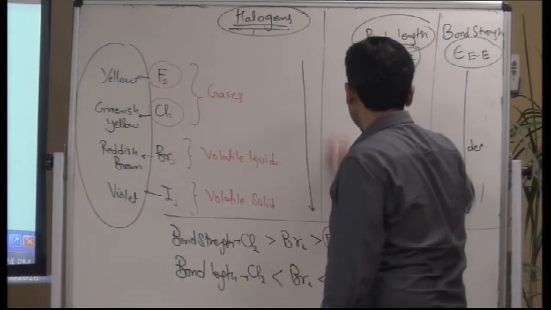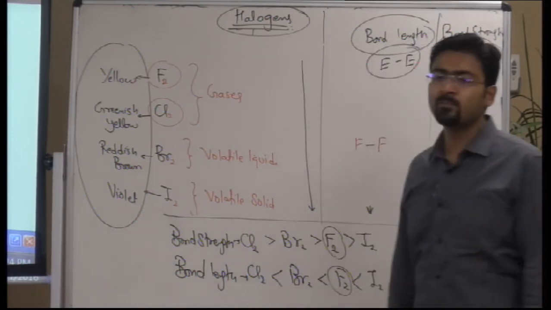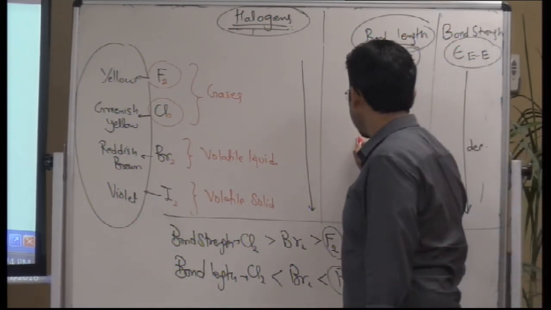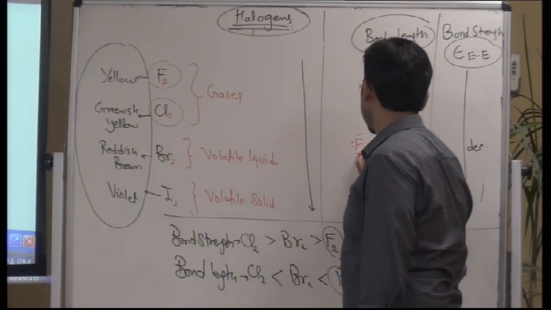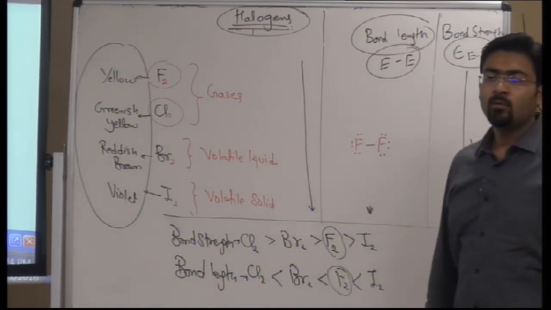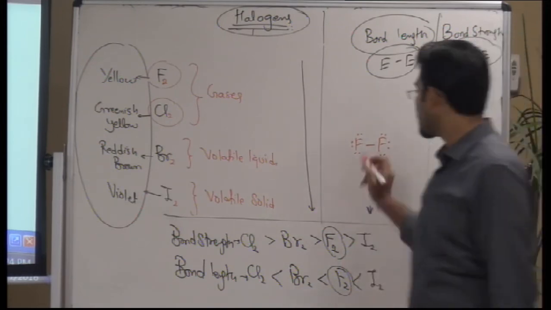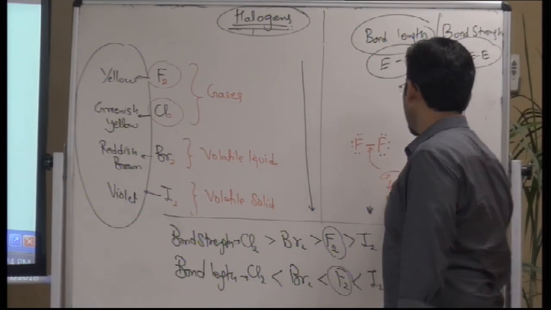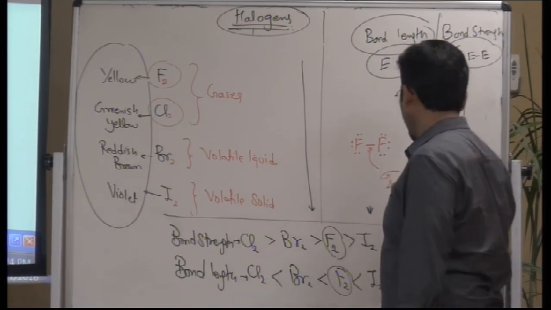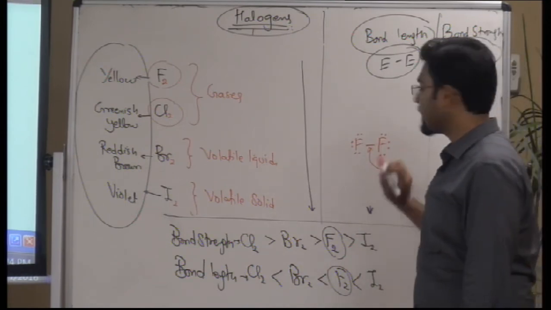This happens again because of its small size and 3 lone pairs on it. So when 2 fluorine atoms overlap their 2p orbitals and form a sigma bond, this sigma bond has been formed by the 2p orbital of one fluorine atom and the 2p orbital of another fluorine atom. ठीक है ना? तो इनका 2p से sigma bond form हुआ है.